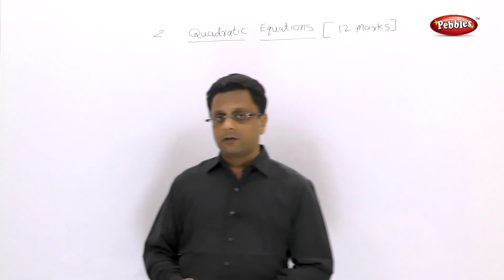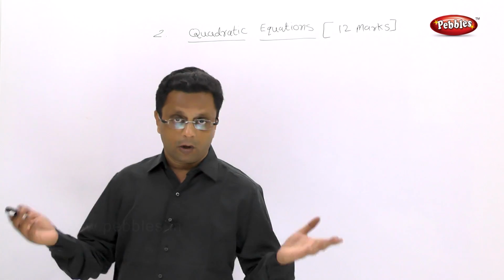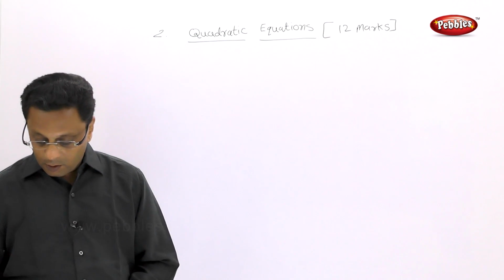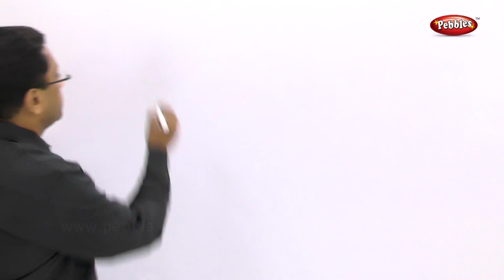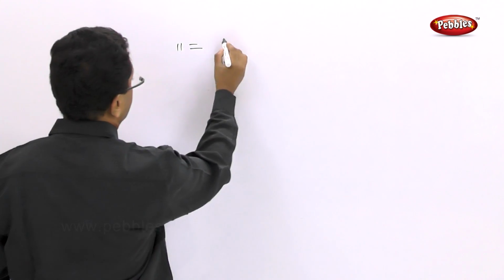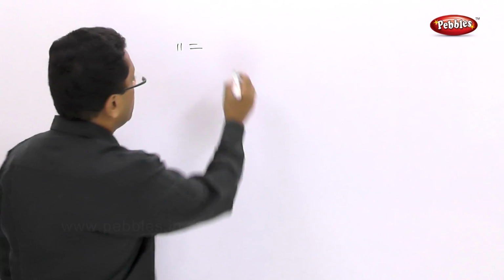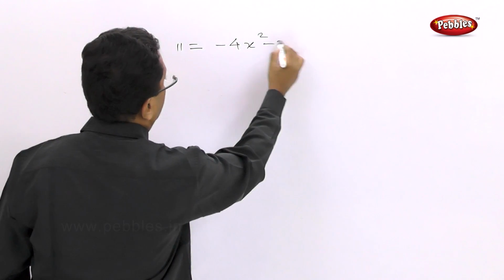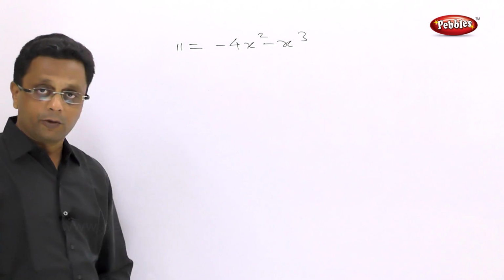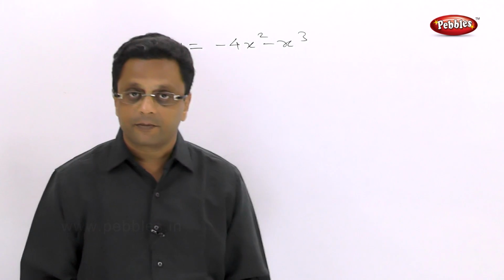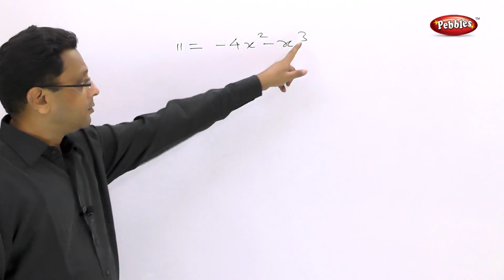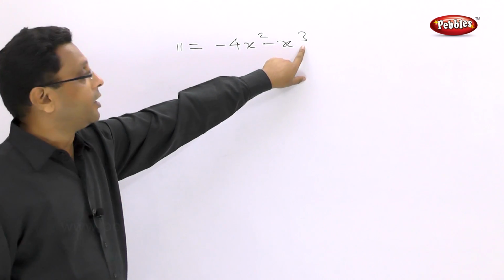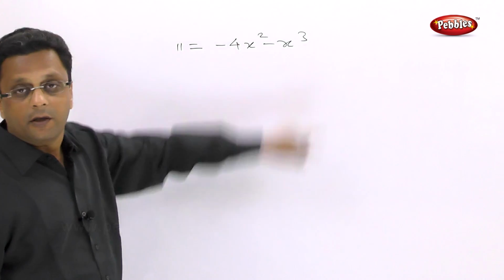So now let us discuss exercise 2.1, all the sums. The first is, which of the following are quadratic equations? The first is 11 equal to 4x square minus 4x square minus x cube. Now you tell me, is this a quadratic equation? Yes or no? No. Why? The degree of the equation is 3.